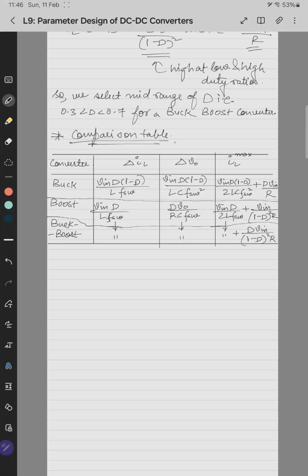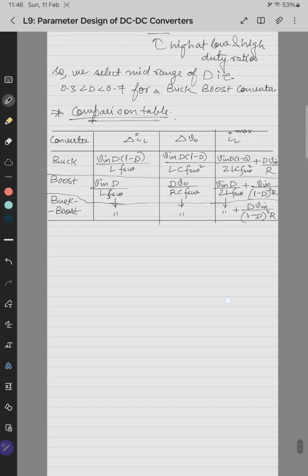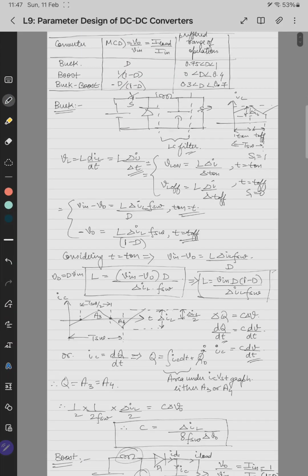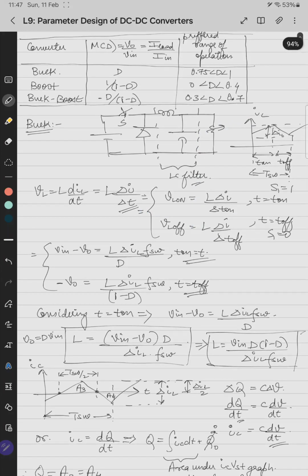This is the comparison table for the different converters. Okay, we derived the range of operation; I think we have already written it in the first table. Yeah, in this table this is the converter and the preferred range of operation. So if we write mod of V naught by V in, then this minus sign will vanish.